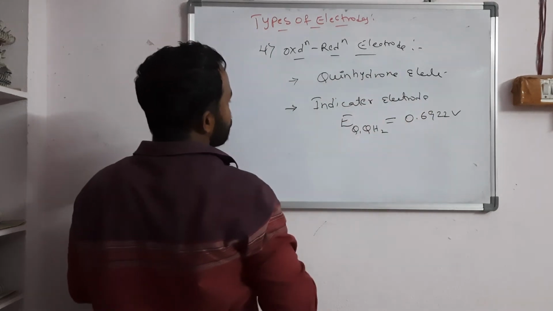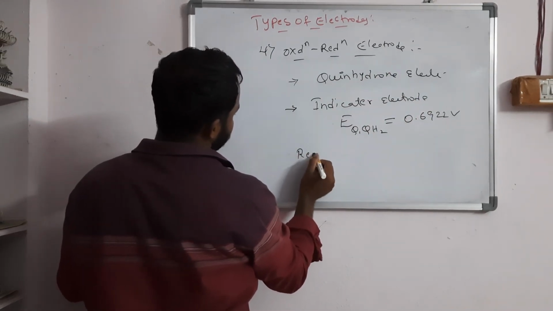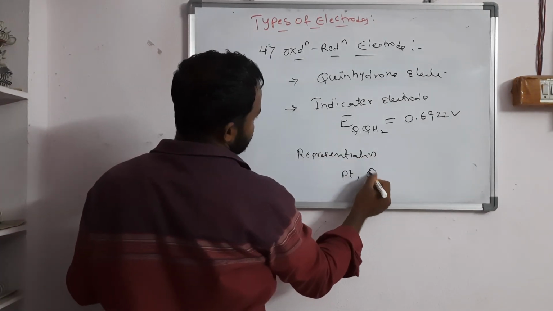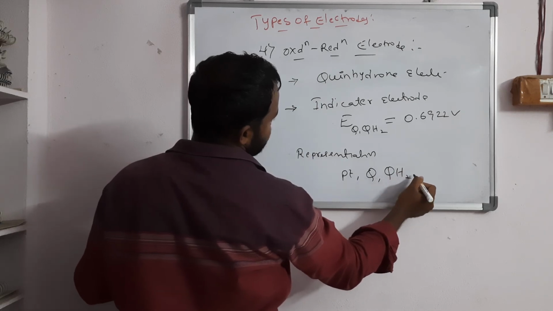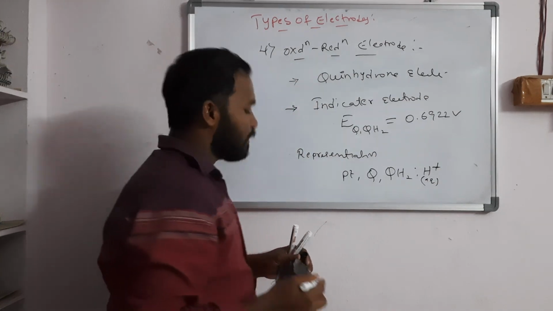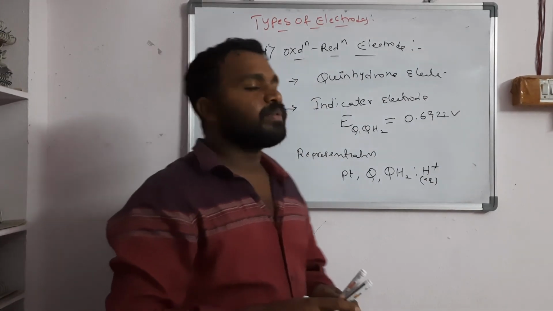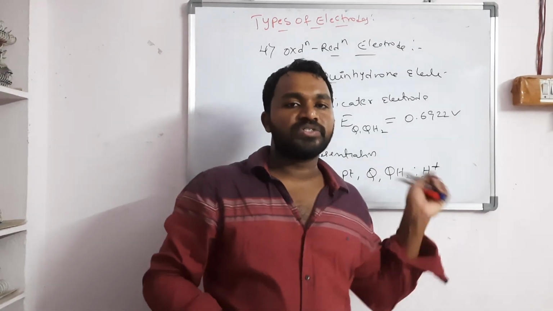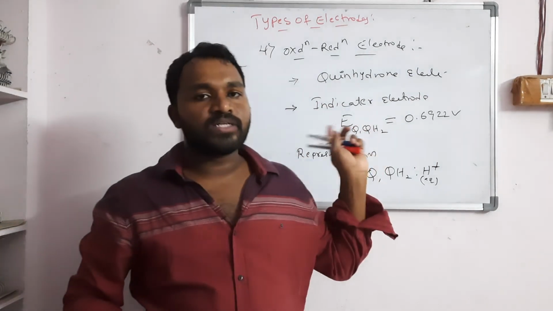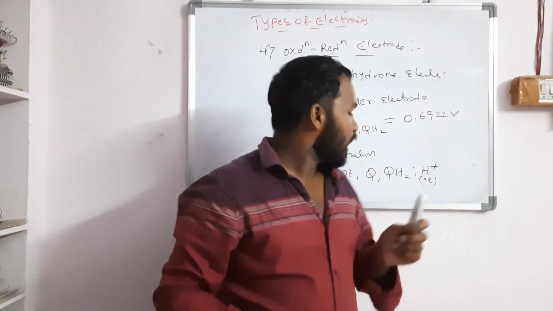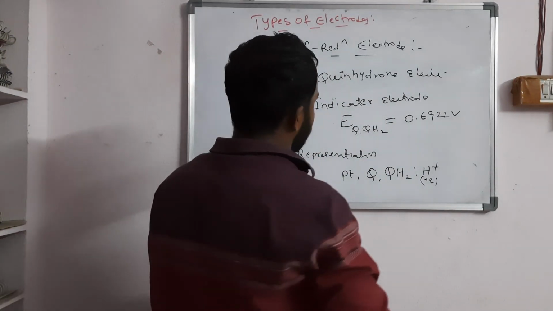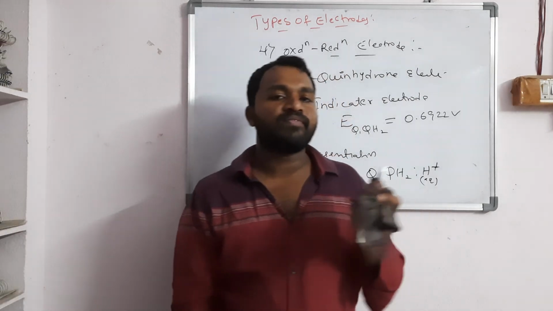The quinhydron electrode is an indicator electrode, and the representation is platinum, QH2 in H plus ion. So this is about the oxidation reduction electrode. An example of this is the quinhydron electrode, used as an indicator electrode in acid-base titrations. The E of Q in QH2 is 0.6922 volts, and the representation is platinum, QH2 in H plus ion, H plus aqueous. So this is all about the types of electrodes.